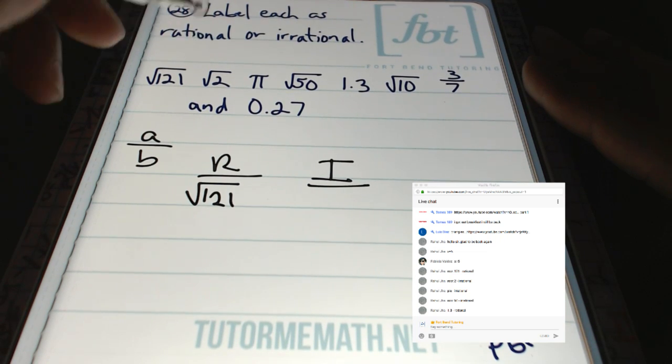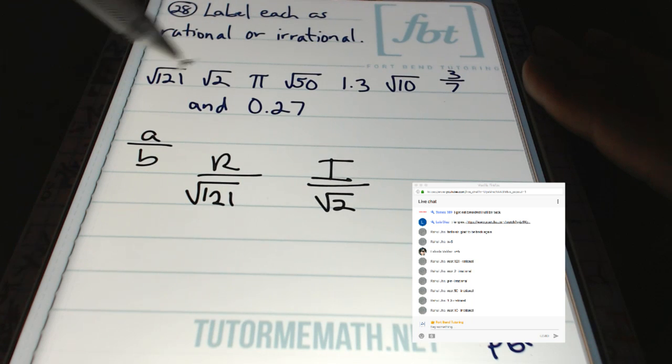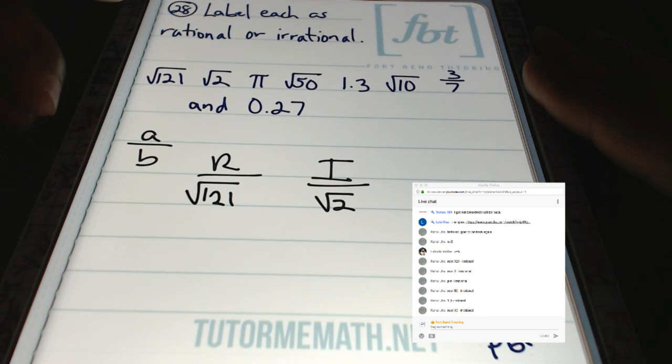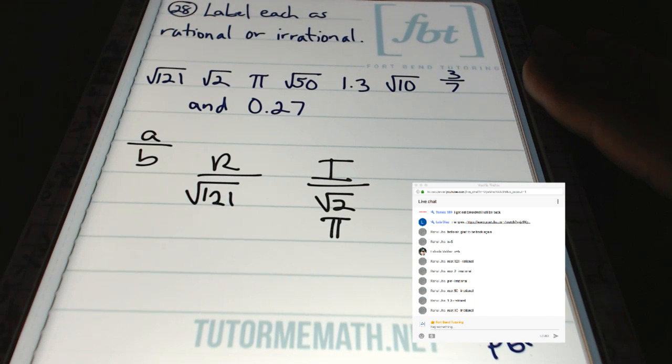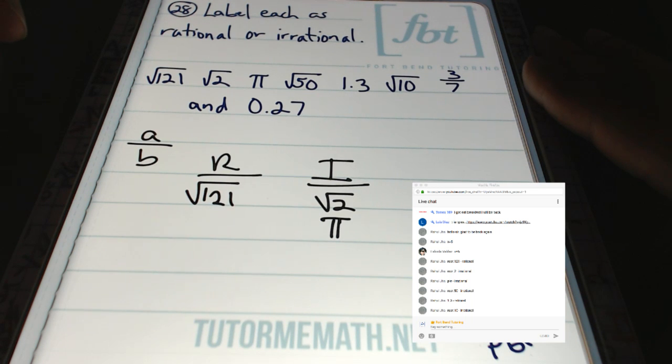Whereas the square root of 2 is an irrational number because we cannot rewrite this number in the form of an integer divided by another integer. So therefore, it's an irrational number. Whereas pi is also an irrational number. An irrational number, once again, is a number that cannot be rewritten as an integer divided by another integer. You cannot rewrite pi in that way. So therefore, pi is an irrational number.